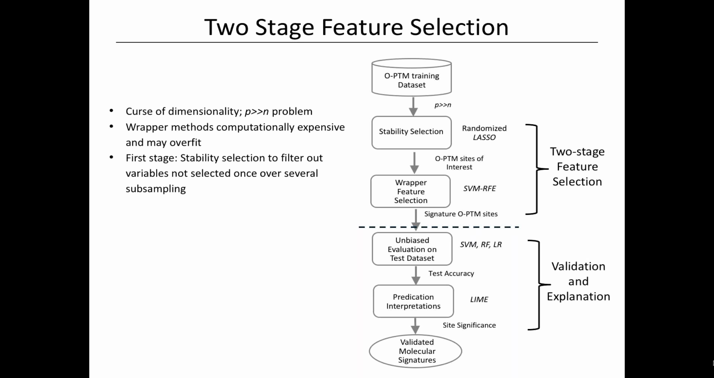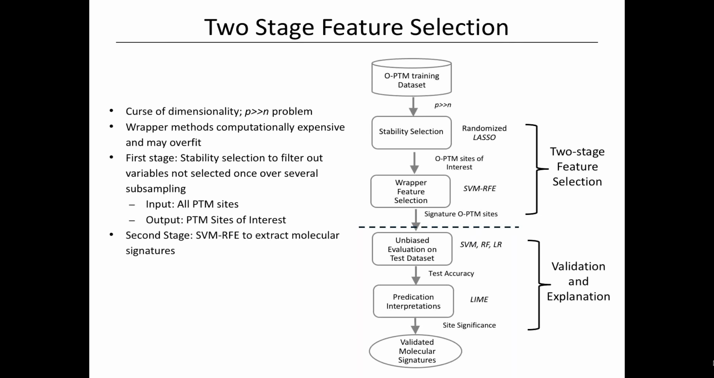analysis called stability selection, in which we filter out variables that are not selected once over several subsampling iterations. So it severely reduces the number of variables that the ML algorithms need to deal with. And then the input is all the O-PTM sites, and they output the PTM sites of interest. So they help narrow it down.